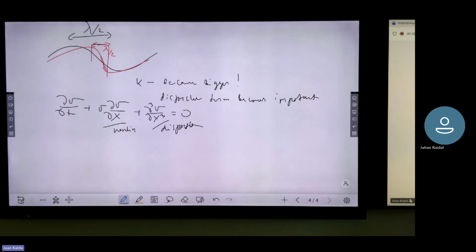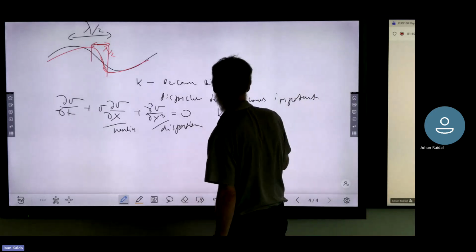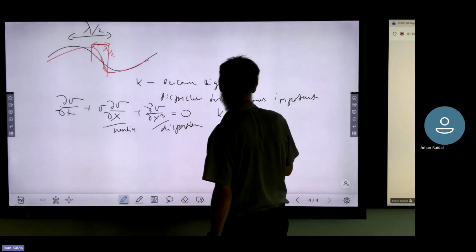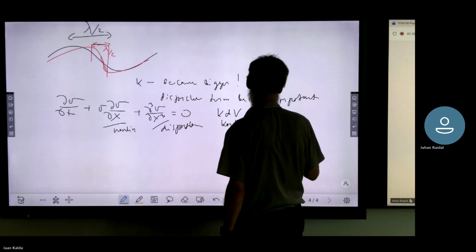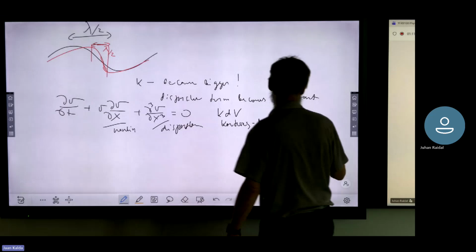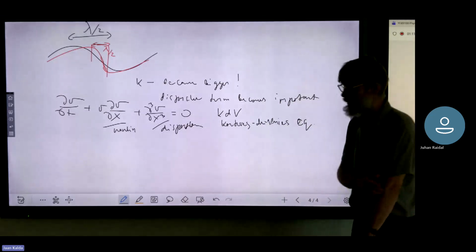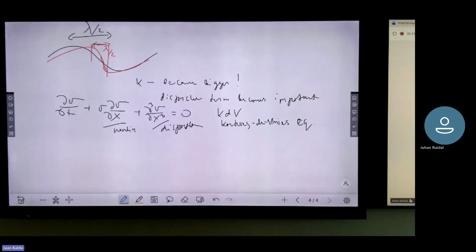What can we do with this? First, this equation is called the Korteweg-de Vries equation, or shortly KdV. It is quite a famous equation. Why? Because it's quite universal. And now, can you tell me why it is a universal equation?